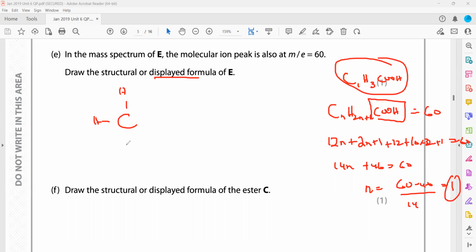So we identify it, and you have to draw a structural or displayed formula. In a structural formula we represent minimum detail, but the displayed formula shows all the atoms and all the bonds.